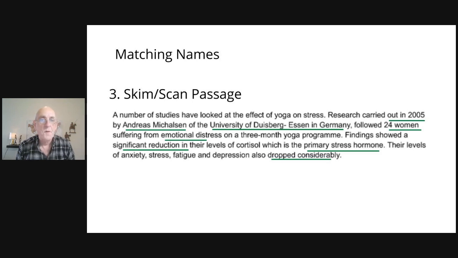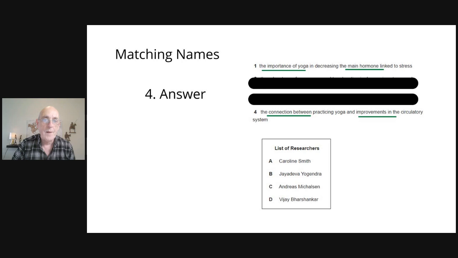These are things that we've already marked. We've seen that the idea dropped considerably, and that's an example of where an adverb really helps us understand the idea more clearly. And as we go to our options, we see that we have one that's the importance of yoga in decreasing the main hormone. As we choose our answer, we know that it's number 1.